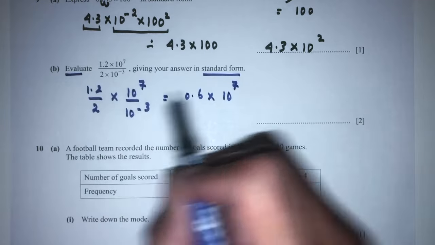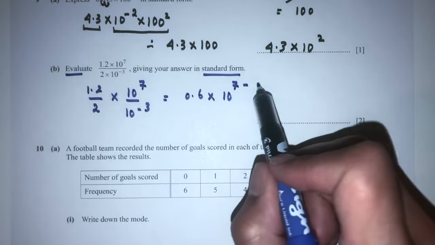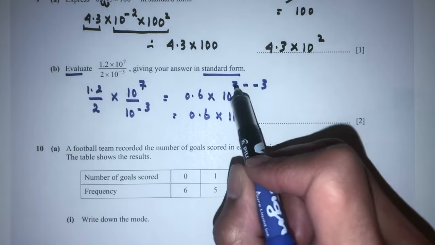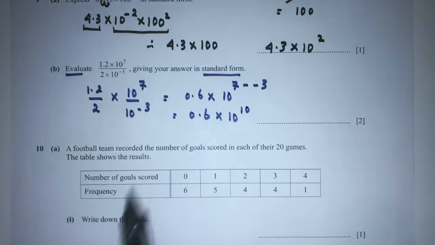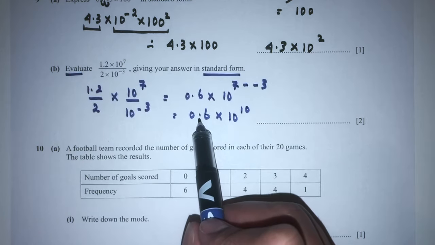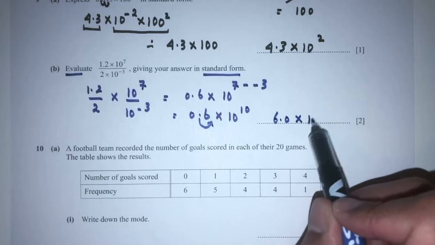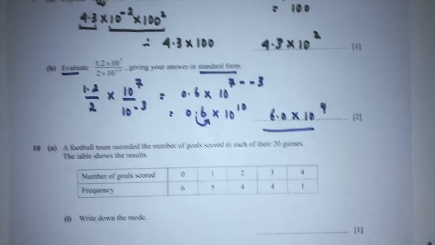When you have divide, you have to minus. Here we have minus 2. That becomes 0.6 times 10, 7 minus 3 is 10. Now we have to definitely move one decimal place to the right. It will become 6.0 times 10 power 9 as your answer.